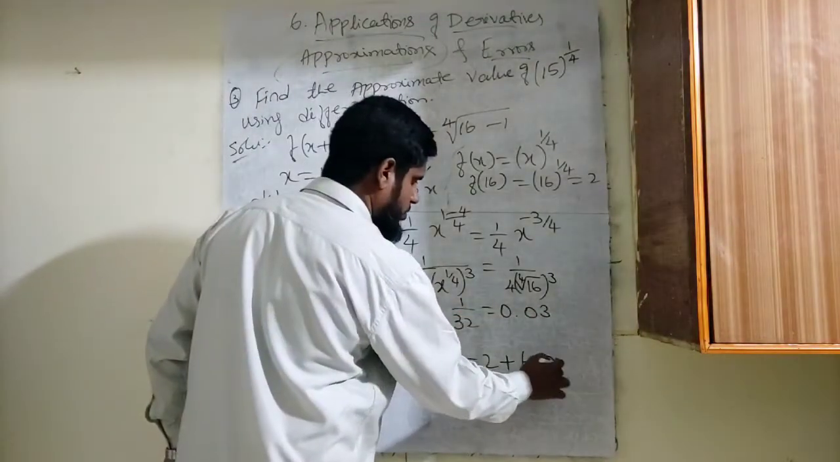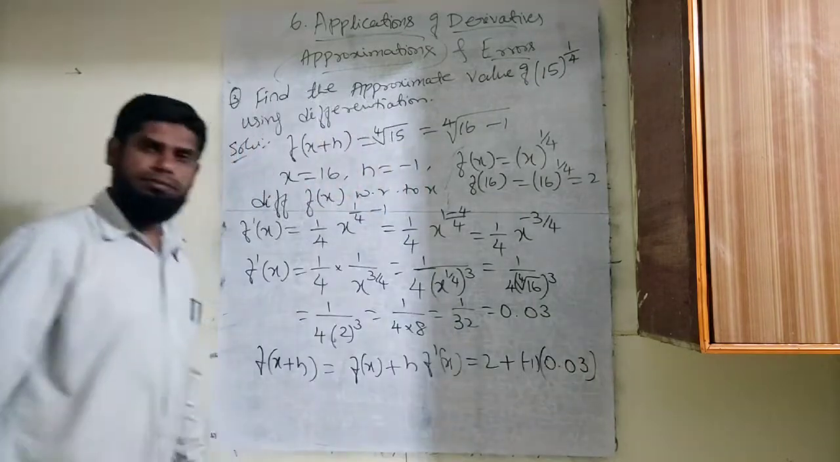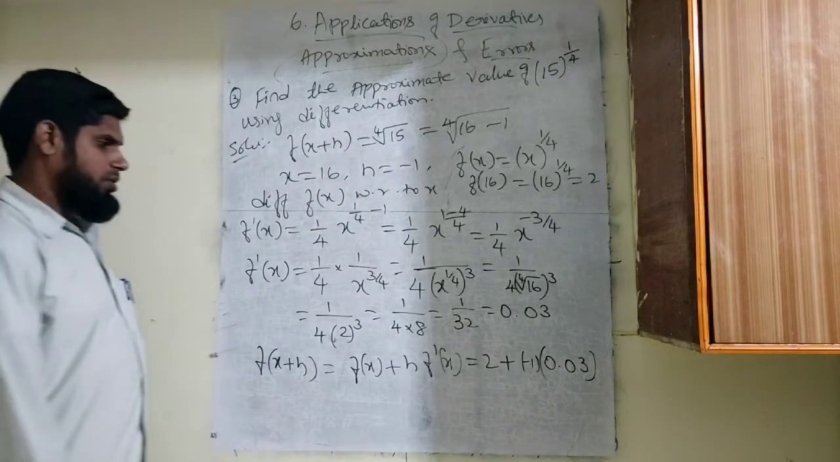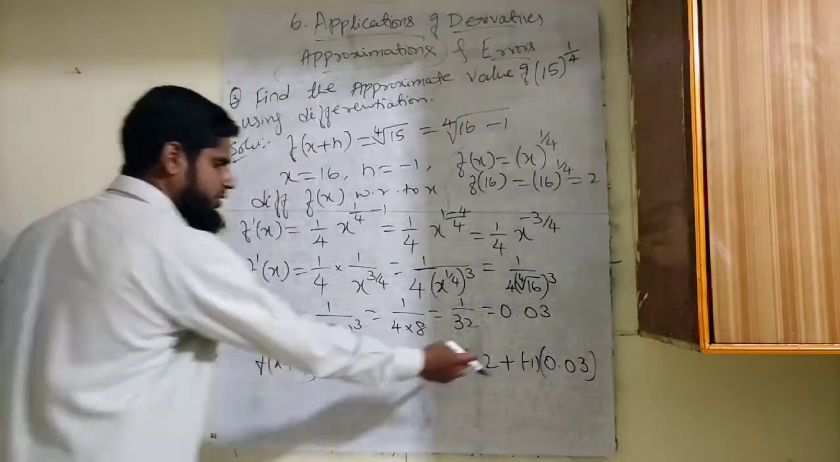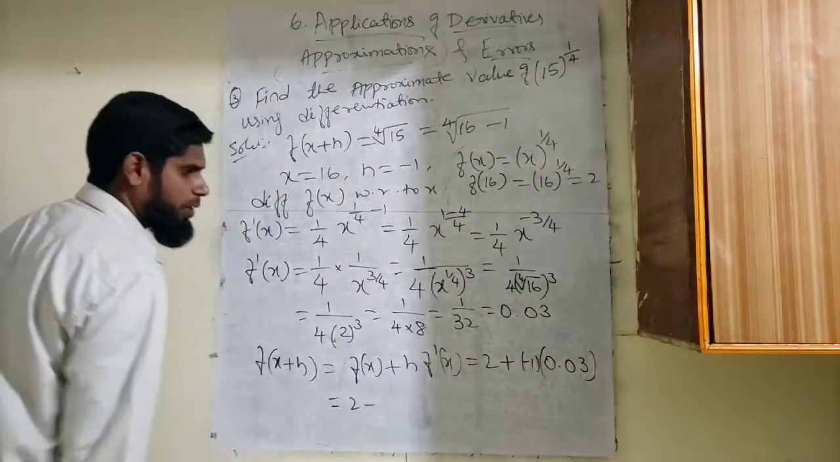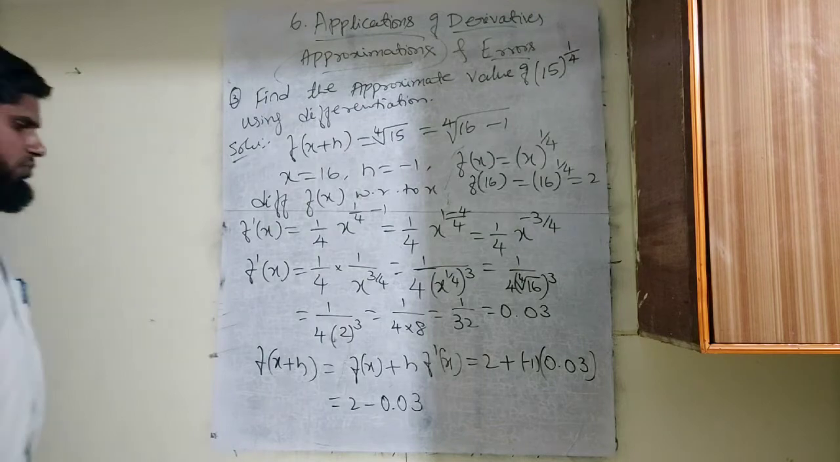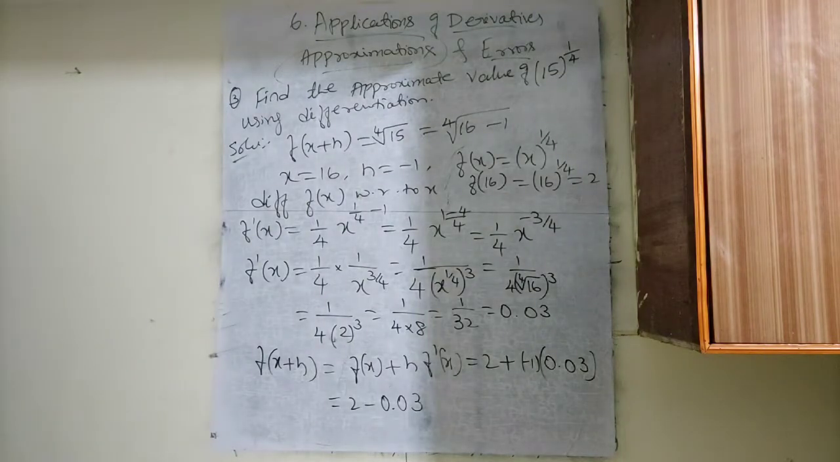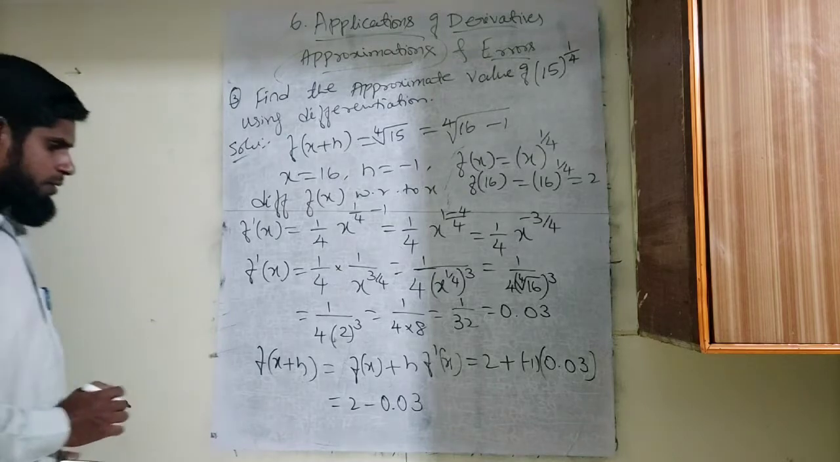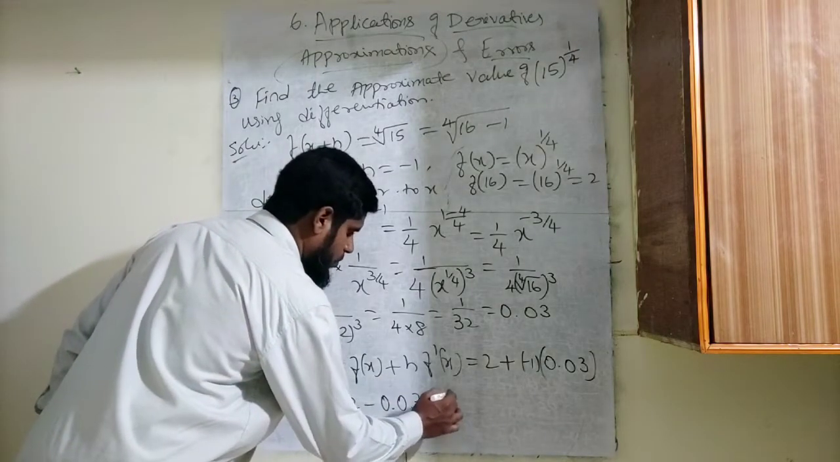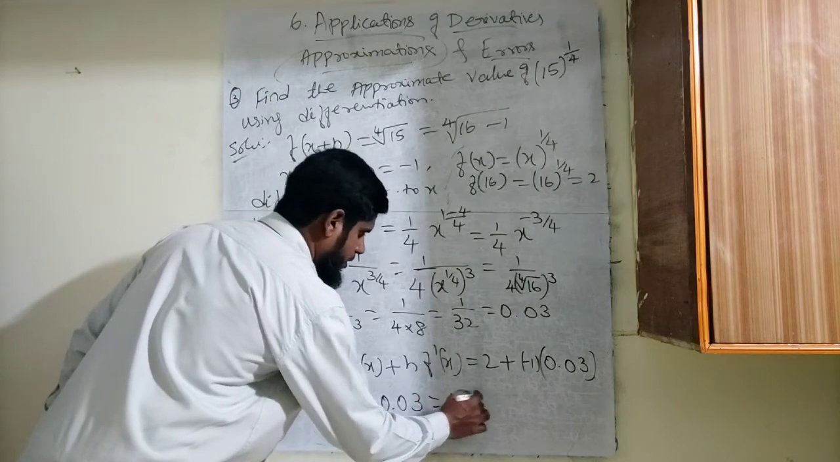It is 0.03. Finally, plus into minus is minus. So 2 minus 0.03. So what would be the final answer here? Then the final answer is 1.97.